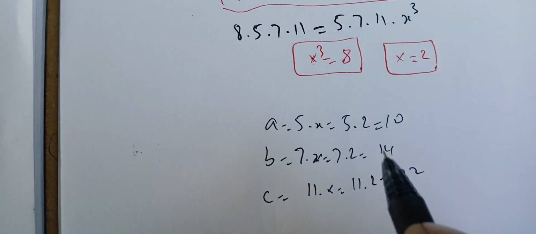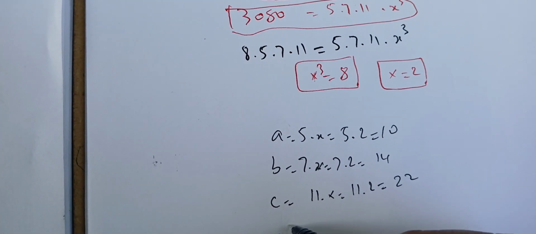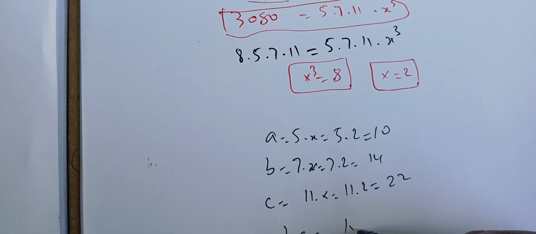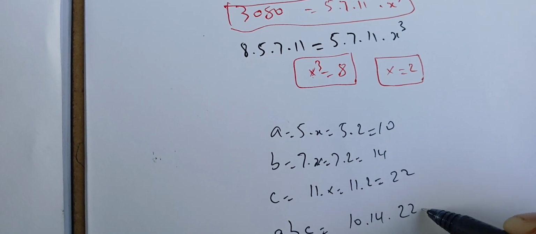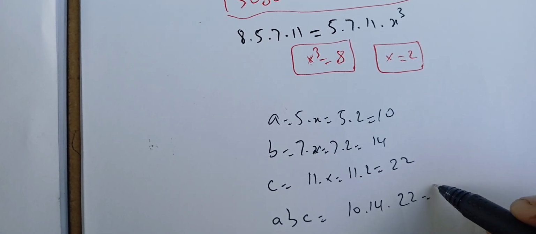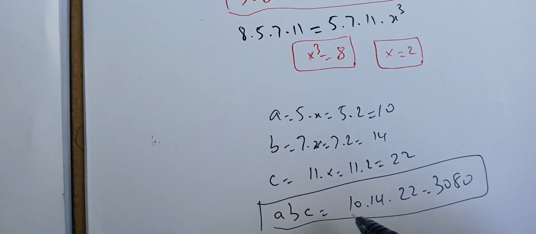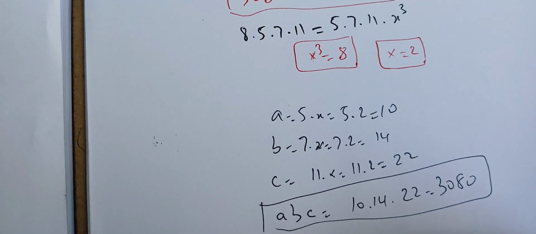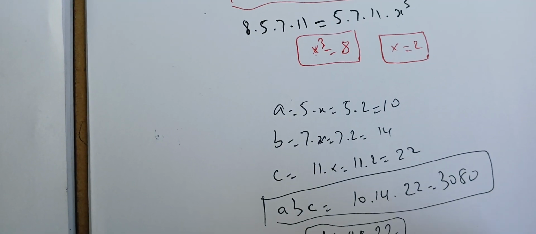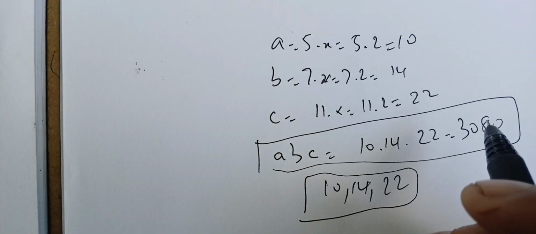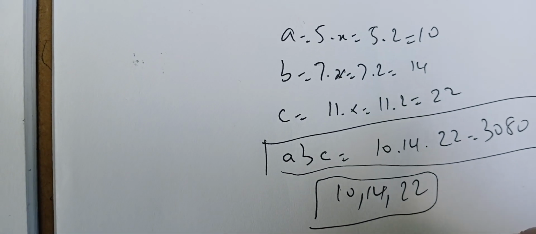The last step is that we check a, b, c is 10 times 14 times 22, which is equal to 3080, and therefore 10, 14, 22 are the values for a, b, and c consecutively. And that's what we needed to solve.